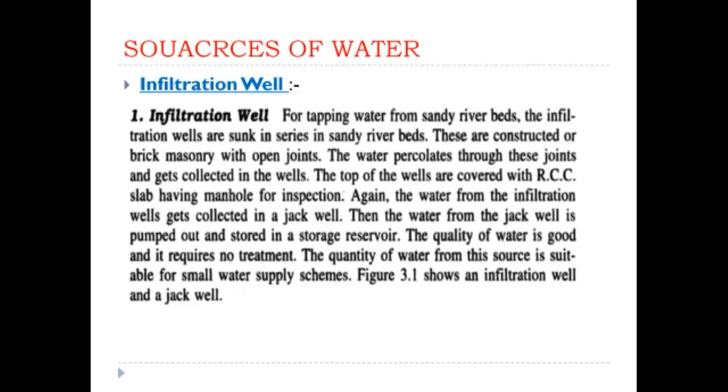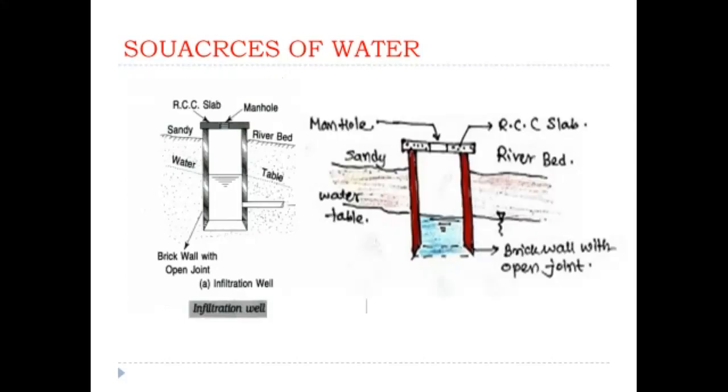These are constructed of brick masonry with open joints. The water percolates through these joints and gets collected into the well. That is a huge amount of water. The quality of water is good and it requires no treatment. Underground water quality is okay, and much treatment is not needed. The quantity of water from this source is suitable for small water supply schemes. That is the infiltration wells.